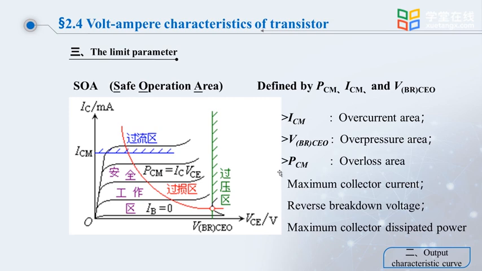The curve on the right is the transistor's maximum power loss line. If the working area of the transistor exceeds this line into the right area, it enters the damage area. Then the safe working area of the transistor is defined by PCM, ICM and V(BR)CEO. When the transistor is working properly, it usually works in this safe area.